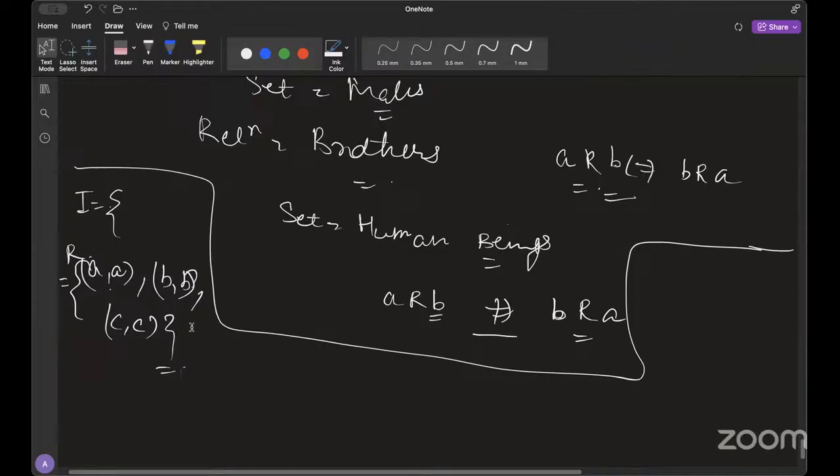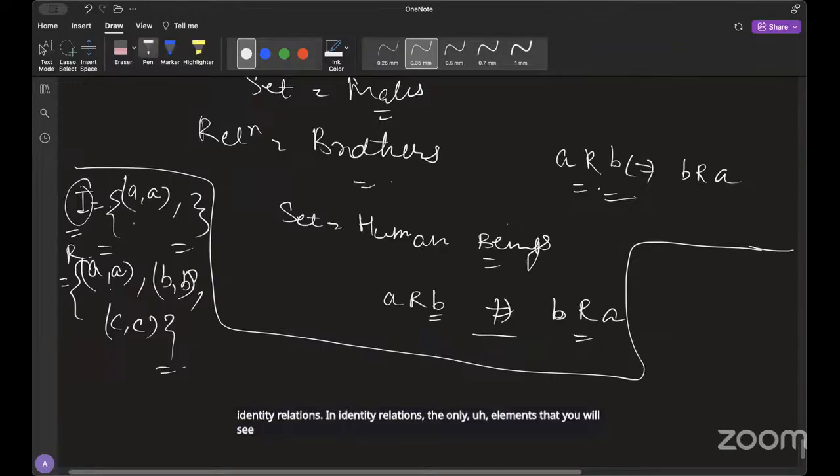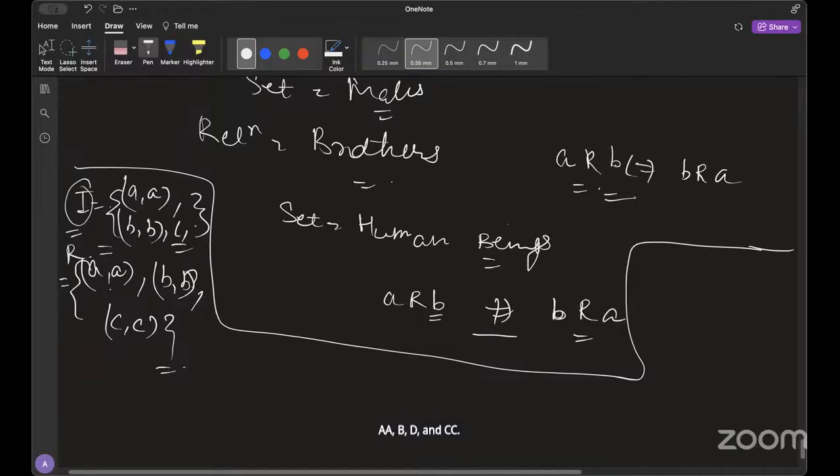An identity relation is a subset of reflexive relations. Yes, it is a subset of reflexive. It's a very subtle difference. In identity relations, the only elements that you see are A,A, B,B, and C,C. But in a reflexive relation, all the elements need to have reflections, but you can have something else.